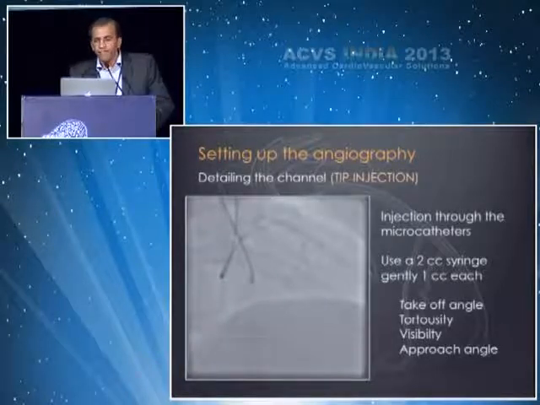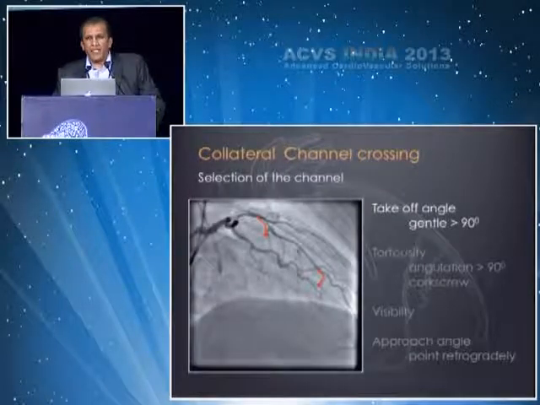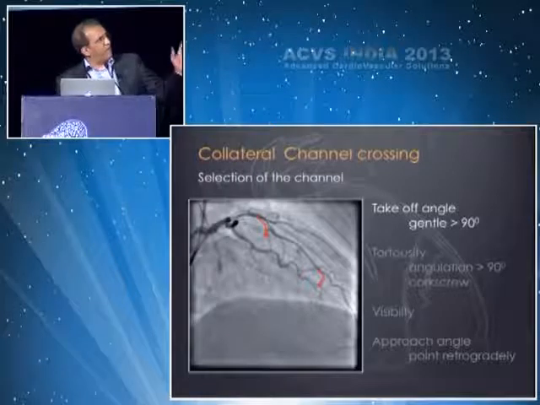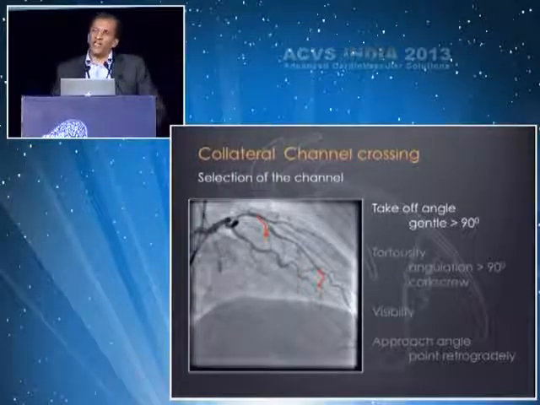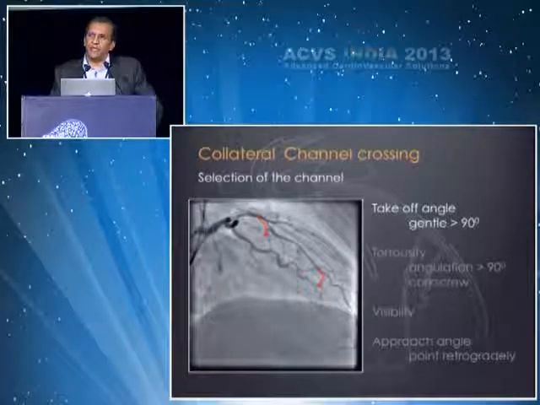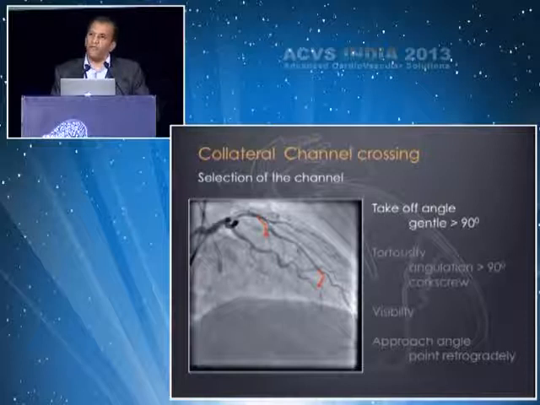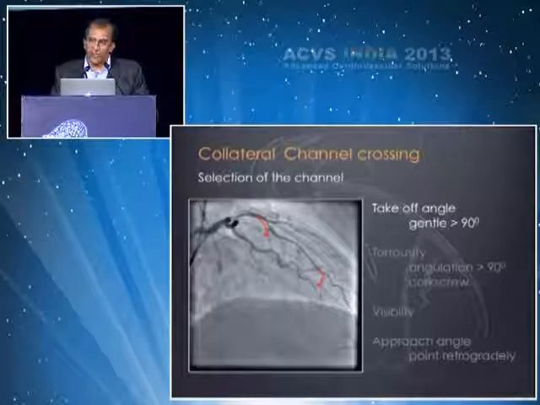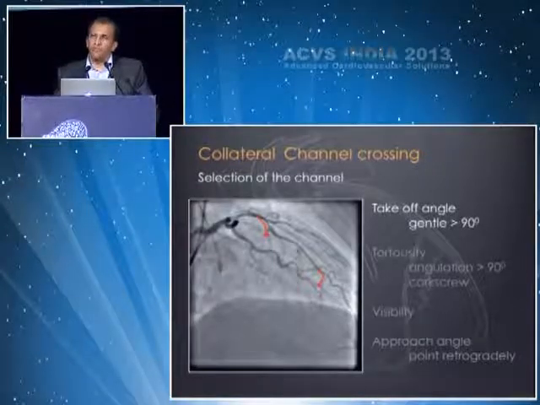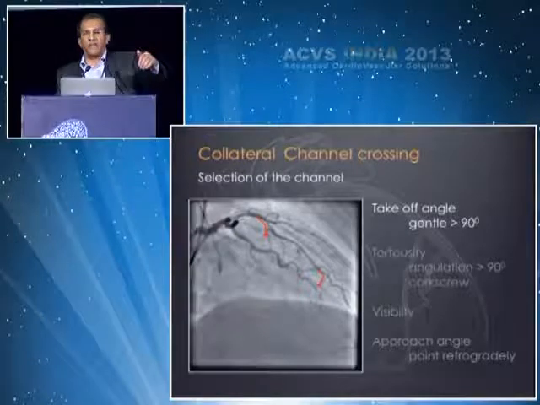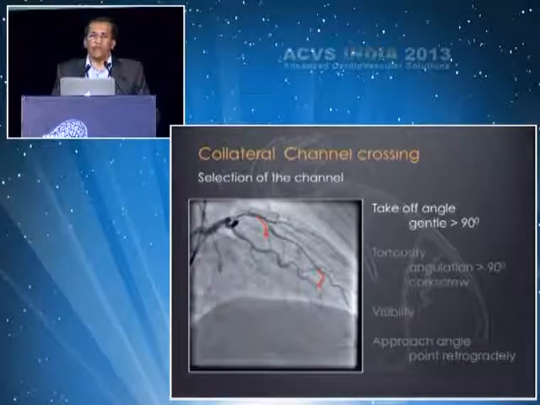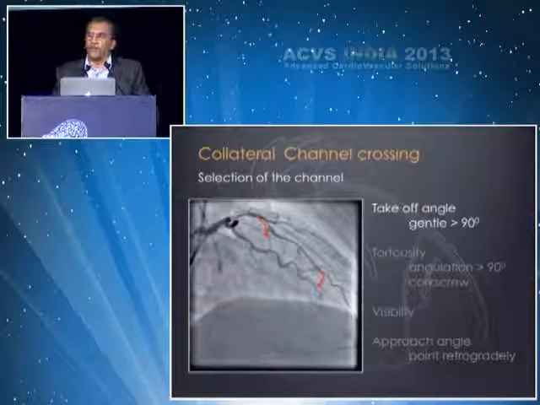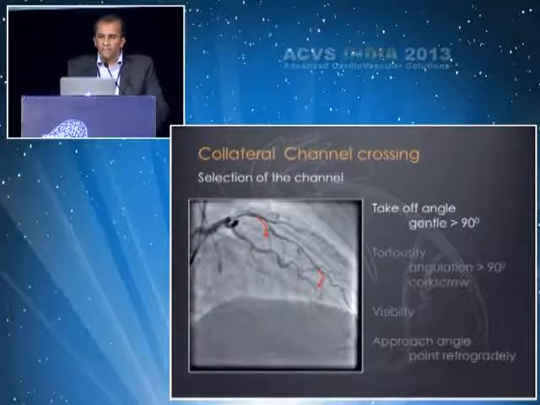So what does this tell me? This tells me about the takeoff angle. When you surf channels, we're looking for a gentle angle which is more than 90 degrees so that you have free access into that channel as you approach. So the takeoff angle of the channel is important. Its proximal location is important because if you go into distal channels, the more you travel, the more likely you're engaging the donor artery, in which case you're going to increase your complication rates.